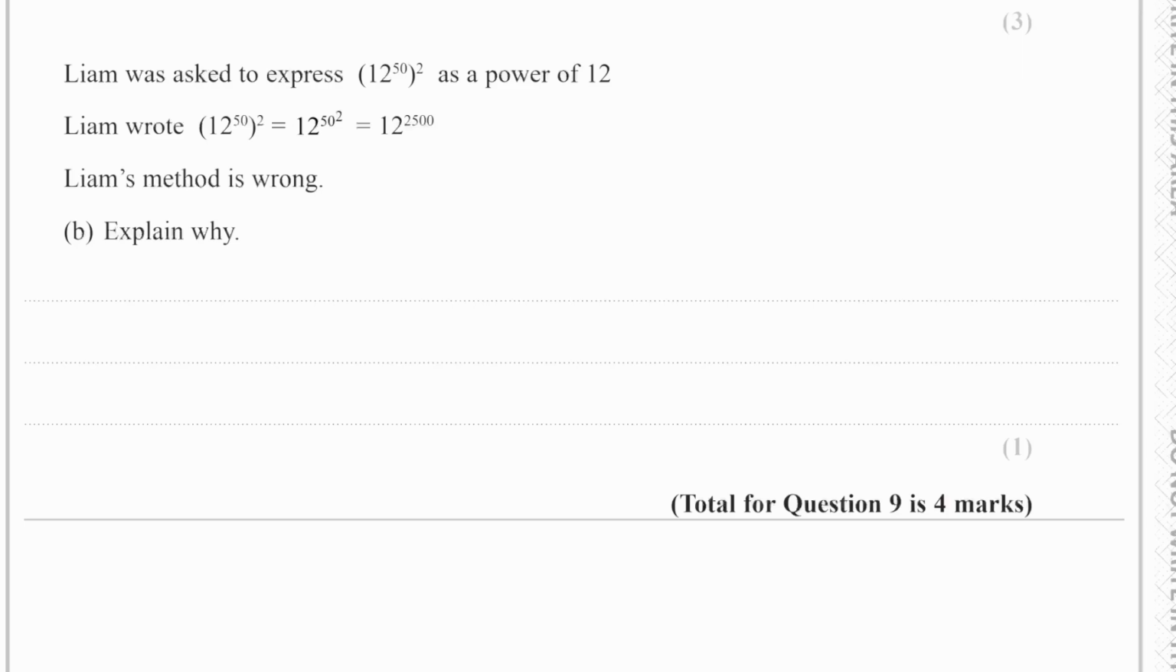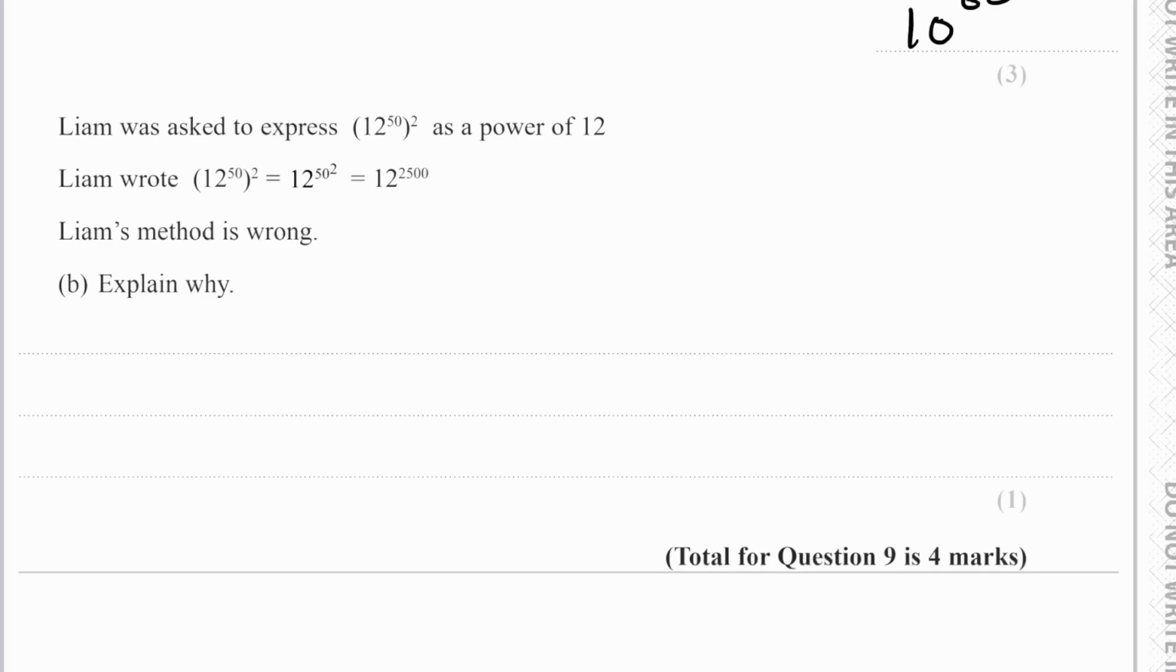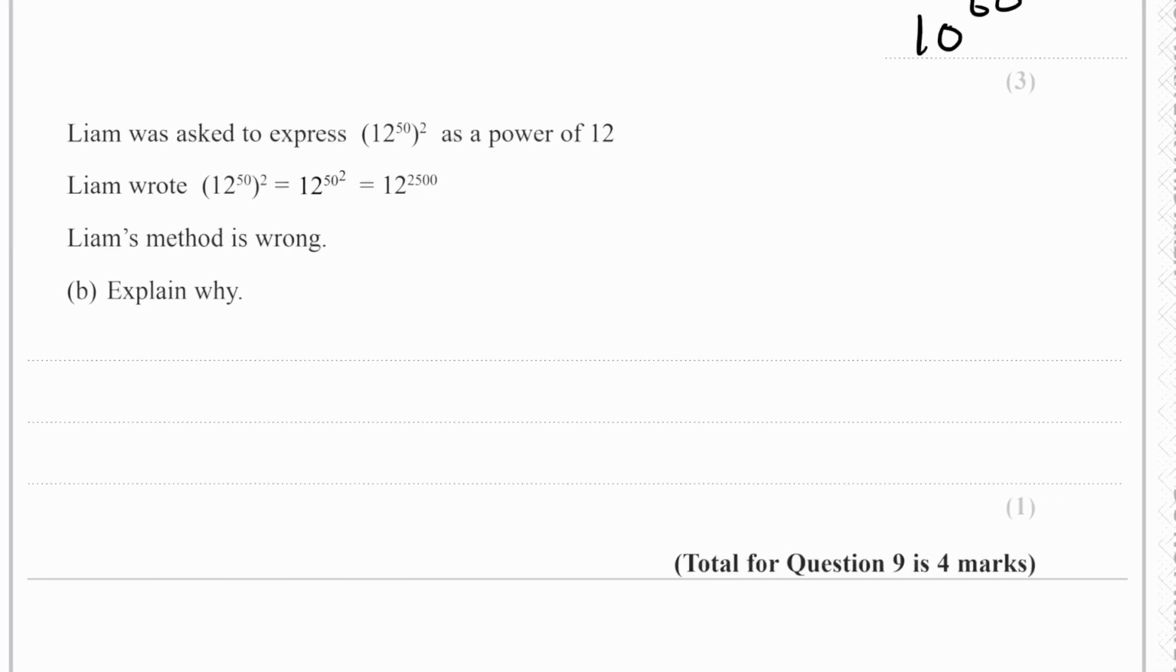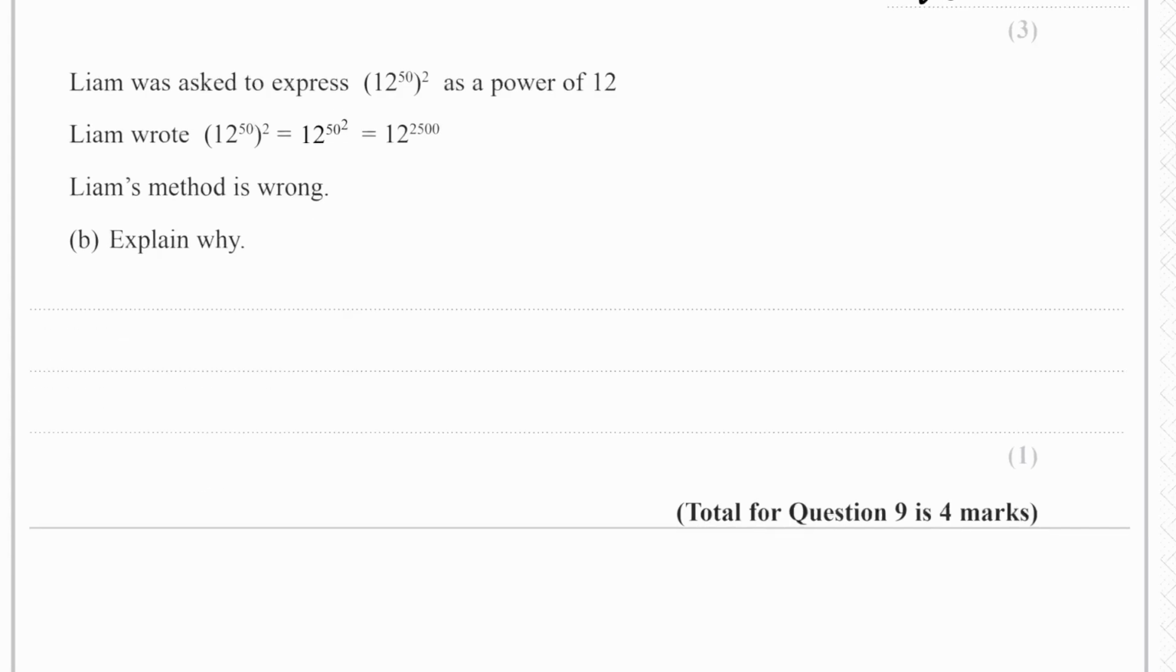So we just basically kind of explained it here. According to the rules of powers, 12 to the 50 squared, you don't want to square it. You need to actually use the rules of indices to multiply them together. Okay, so basically 12 to the 50 squared should be 12 to the 100, not 12 to the 2500.